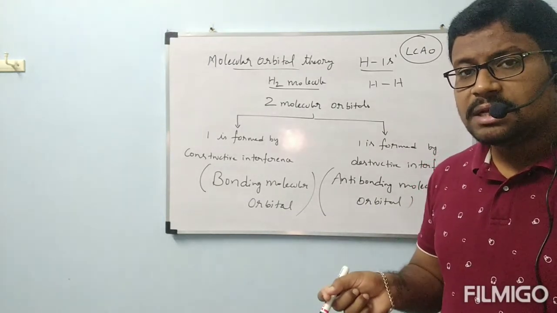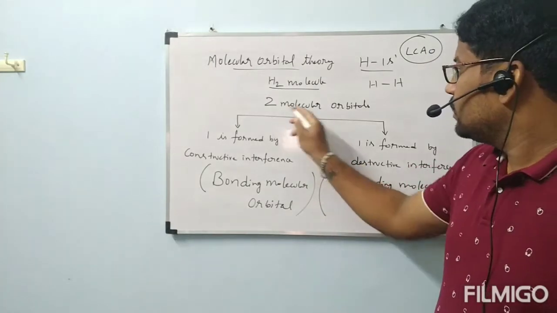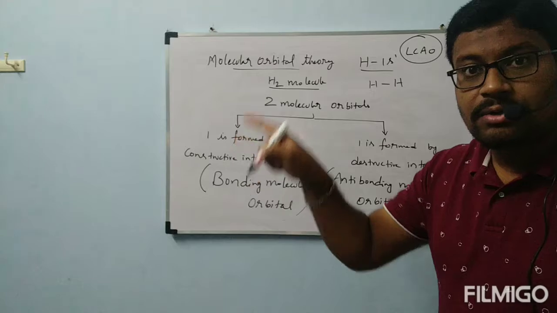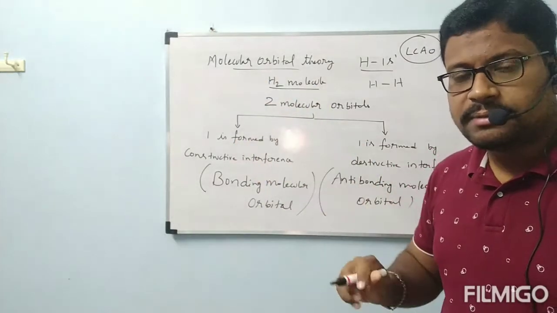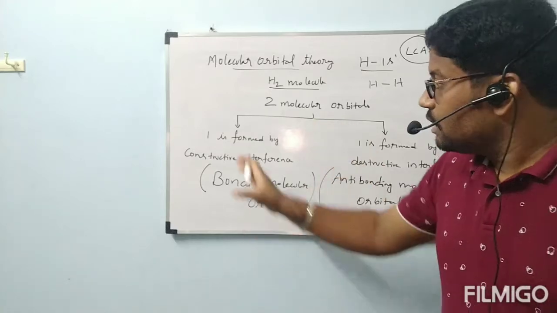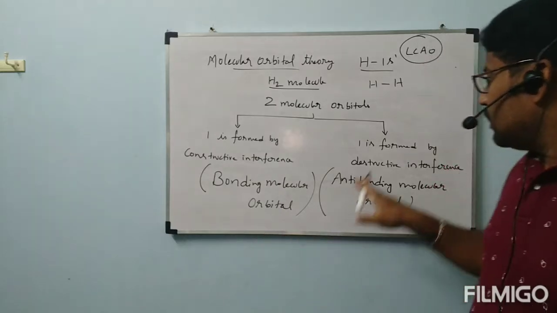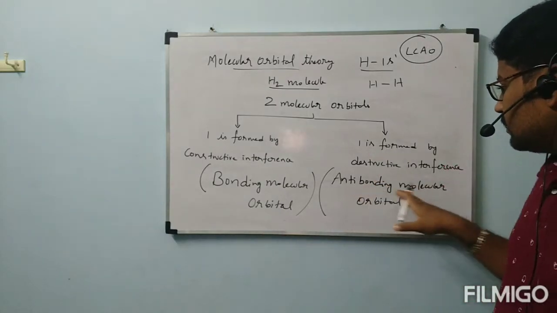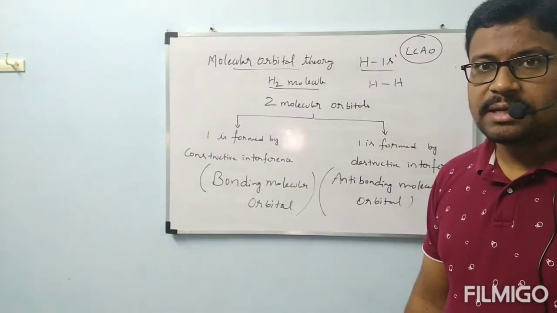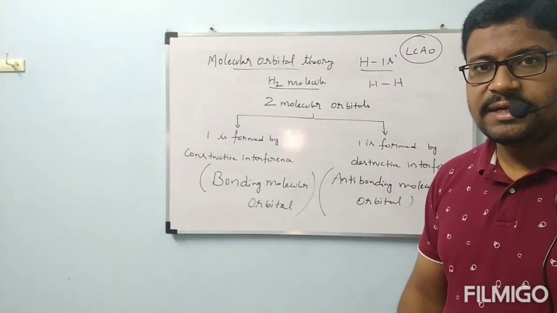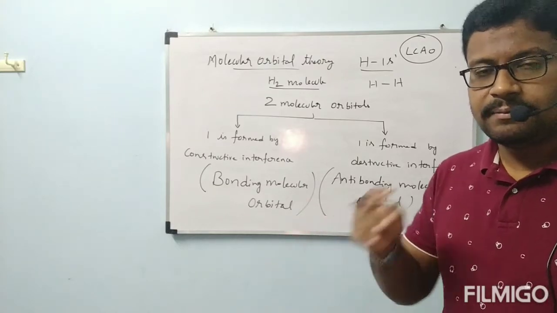However many atomic orbitals are combined, that many molecular orbitals are formed. Here, two molecular orbitals are formed from two atomic orbitals. Out of the two molecular orbitals, one is formed by constructive interference, and that is called bonding molecular orbital. One is formed by destructive interference, and that is called anti-bonding molecular orbital. Every time, the bonding molecular orbital number and the anti-bonding molecular orbital number will be the same.